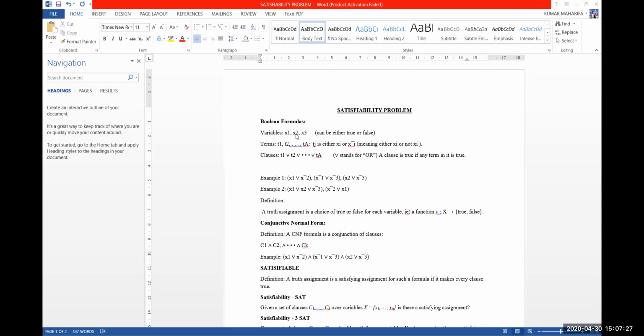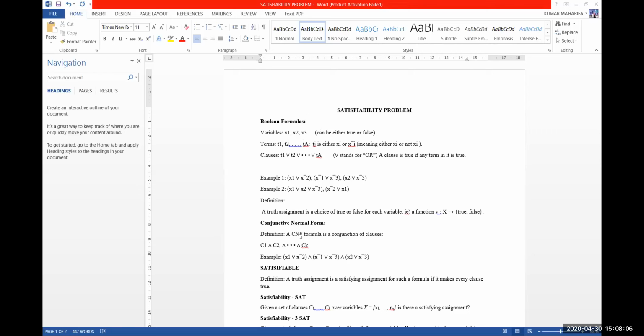They are mutually exclusive. So if x1 is true, then x1 bar will be false. The negation of x1 is called x1 bar. Now, the satisfiability problem is that whenever you have a Boolean formula expressed in conjunctive normal form, CNF, we check whether there is any set of variable values which can make that particular CNF satisfiable or not. Satisfiable means you take variables x1, x2, x3 that compose a formula.